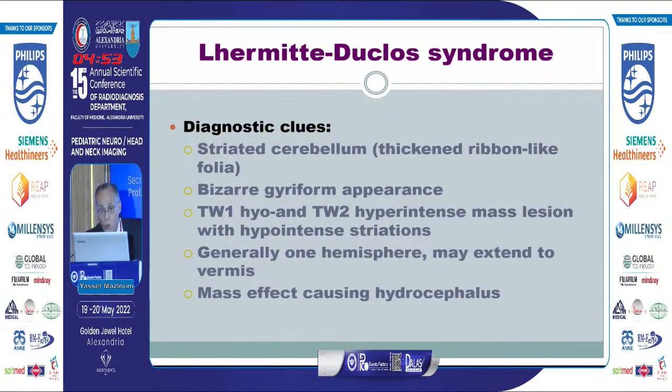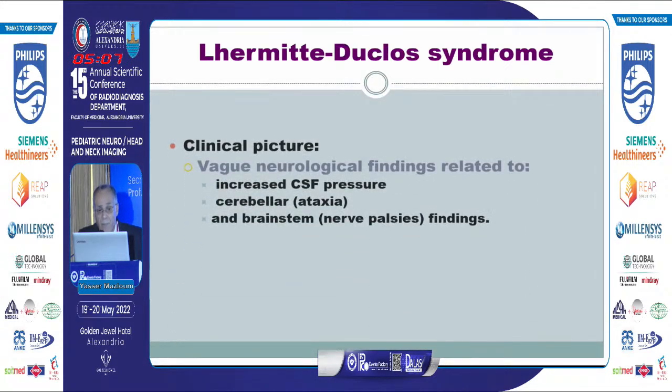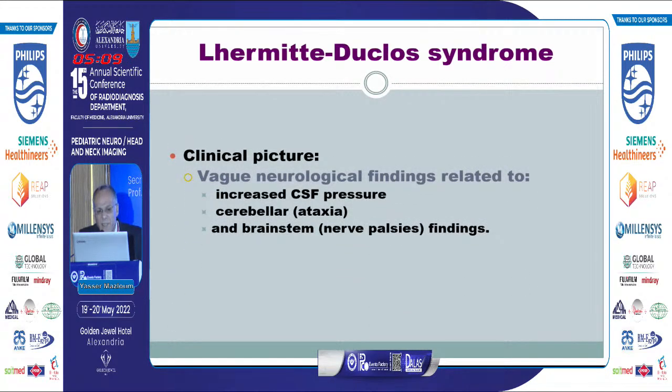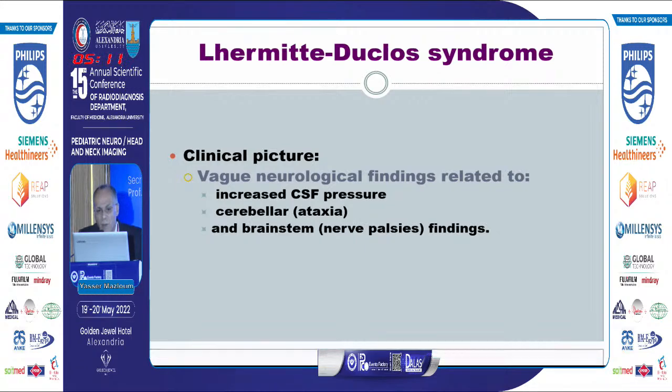Lhermitte-Duclos syndrome, last one. Diagnostic clue: striated cerebellum, thickened ribbon-like folia, bizarre gyriform appearance, T1 hypo- and T2 hyperintense mass lesion with hypointense striation. Generally one hemisphere, may extend to the vermis, mass effect there. Clinically, increased ICP, cerebellar ataxia, brainstem and cranial nerve palsy findings.